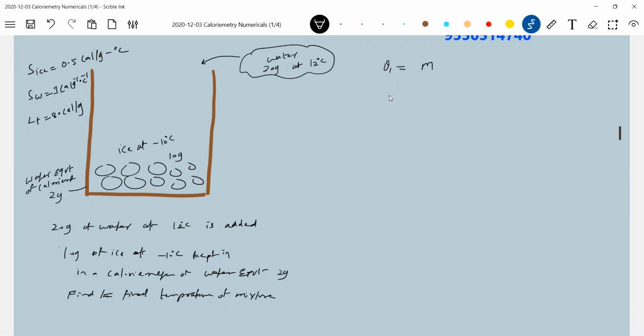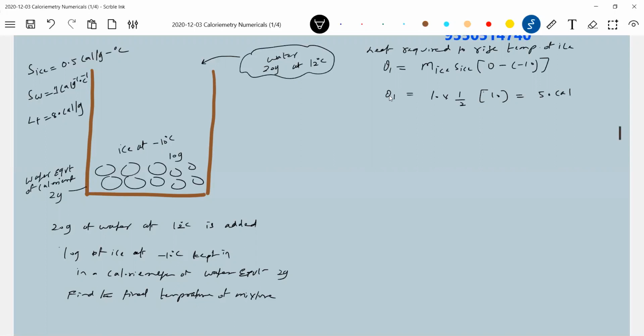For the temperature of ice to increase from minus 10 to 0, what is the amount of heat required? Mass of ice, specific heat of ice, 0 minus of minus 10. Heat required to raise the temperature of ice: mass of ice is 10, specific heat of ice 0.5, and this bracket is 10. So 50 calories of heat is needed.